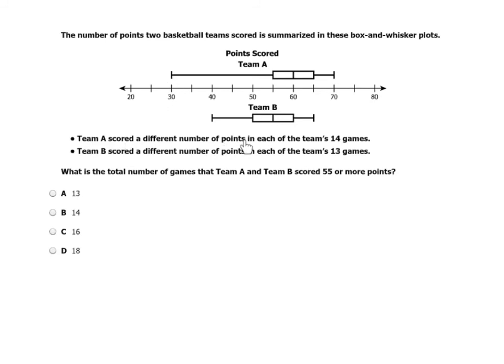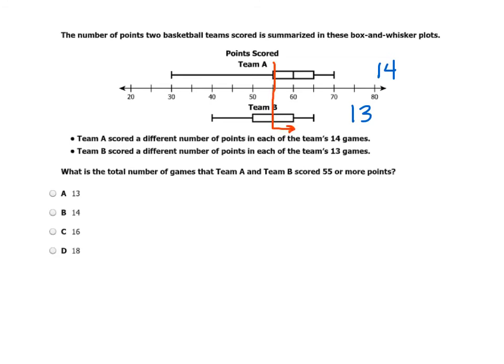Team A scored a different number of points in each of 14 games. So that's the first thing we got to know here, that we are breaking up 14 games in Team A's box and whisker. But in Team B, we're only looking at 13 games. They want to know the total number of games that Team A and B scored 55 points or higher. So 55 points or higher puts us right here.